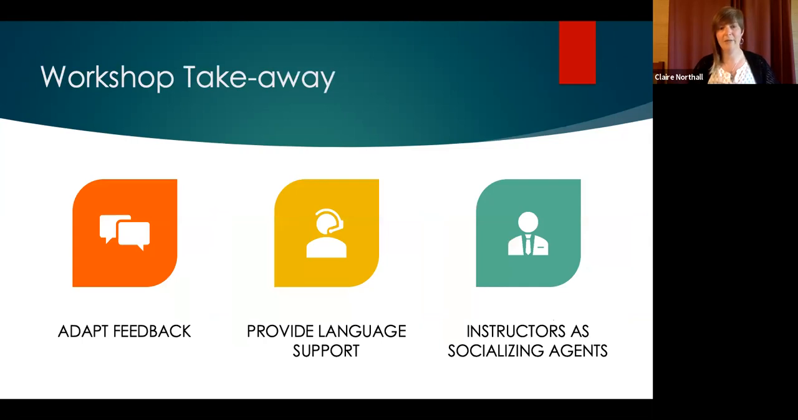The idea is that participants would take away these 3 concepts: that not every feedback or response strategy will be appropriate for multilingual students, and multilingual students need different approaches as well as language support. And finally, that instructors often act as socializing agents for students.